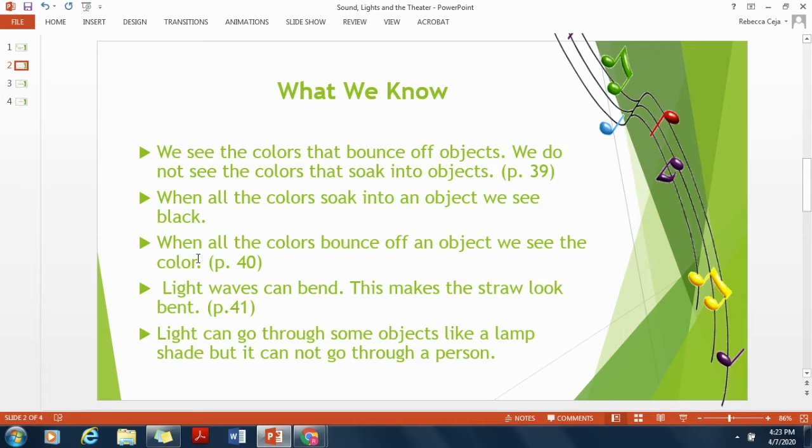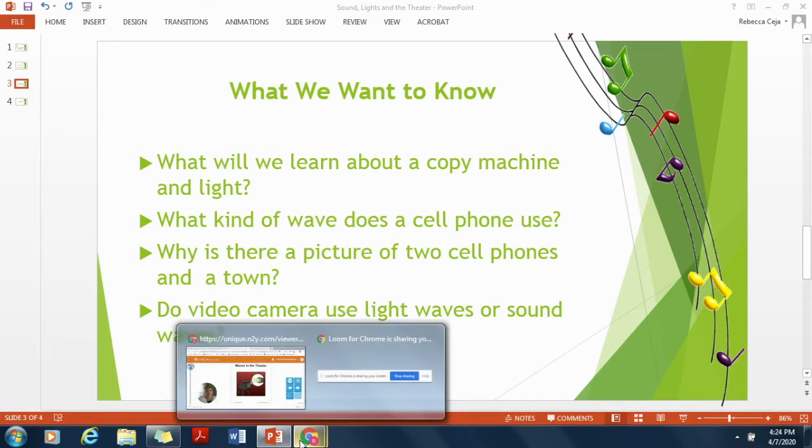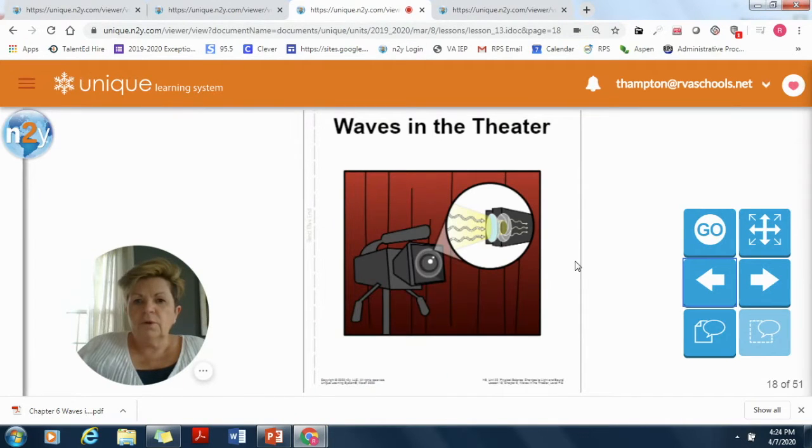Then we don't see that. When all the colors bounce off an object, we see color. When waves can bend, or light waves can bend, which we just saw with our little experiment, this makes the straw look bent, and for us, it made our pencil look bent. Light can go through some objects like a lampshade, but it cannot go through a person. So those are things we know already. All right, now we're going to save what do we want to know until after we've gone through our walk.